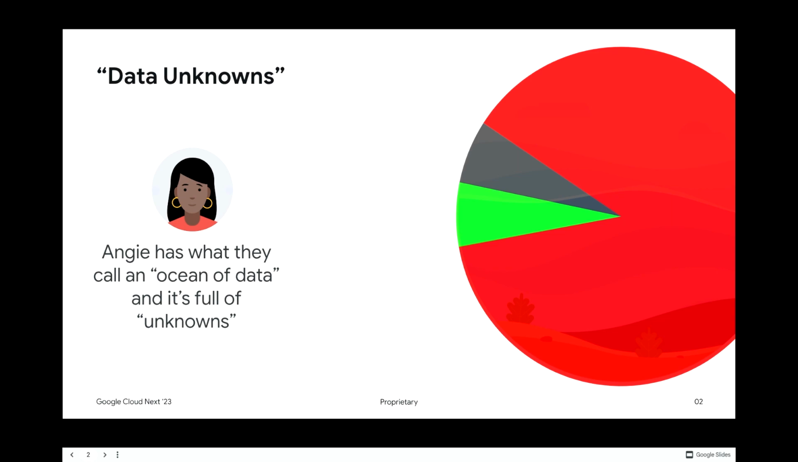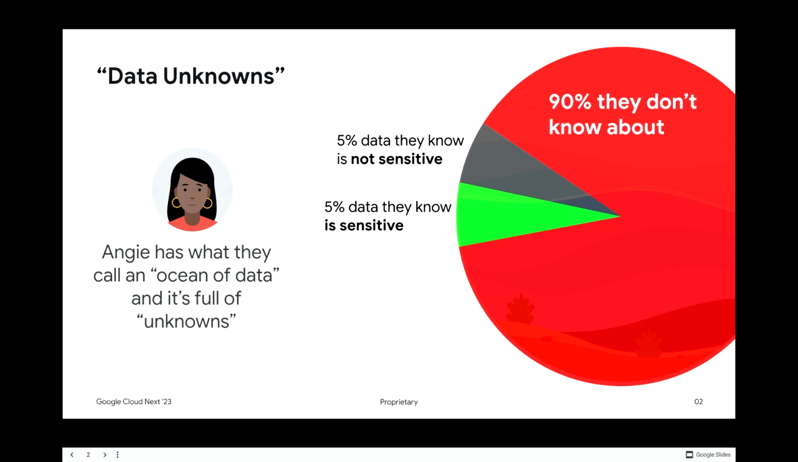of unknowns. The way they look at it is there's about 5% of the data that they really understand well and know is sensitive. There's about 5% they know isn't sensitive, and then about 90% they just don't even know about. Sometimes they don't even know it exists, and a lot of times they just don't have control or visibility into what's going on there. This is what we want to try to help Angie solve today.